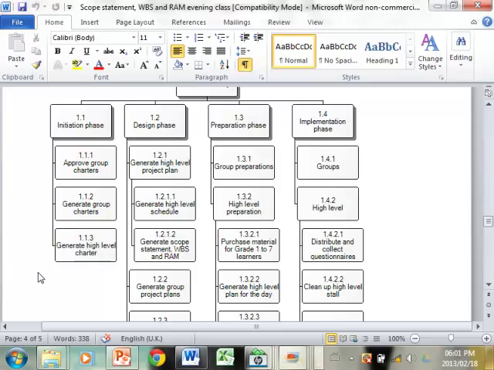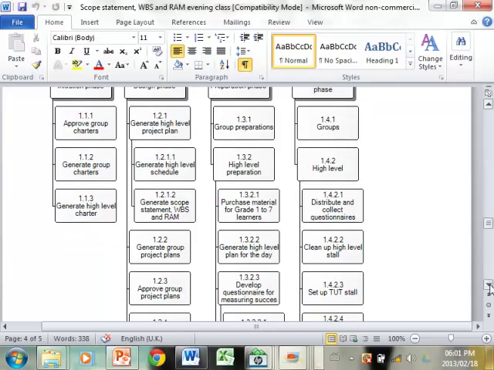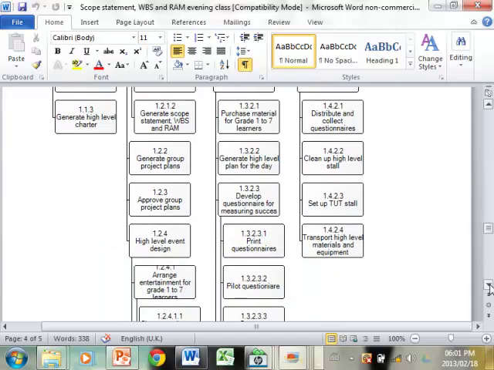Remember when we spoke about project plans last time, we said things like budget and quality and so forth should also be part of this. But in this course, we only focus on basically the scope and the schedule. But obviously, you guys are going to have to look at cost as well. And then you're going to have to generate your group project plans. The group project plans will have to be approved, and there will be some high-level event design that will need to be done.